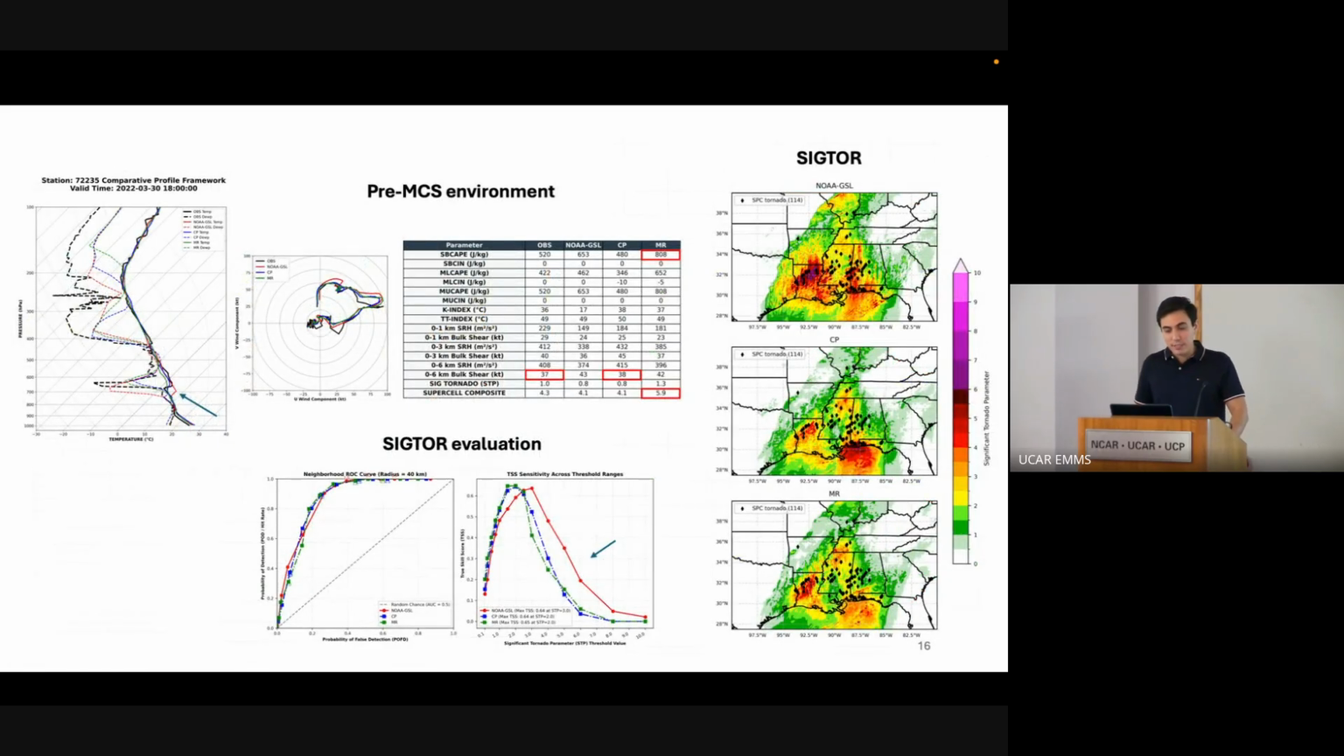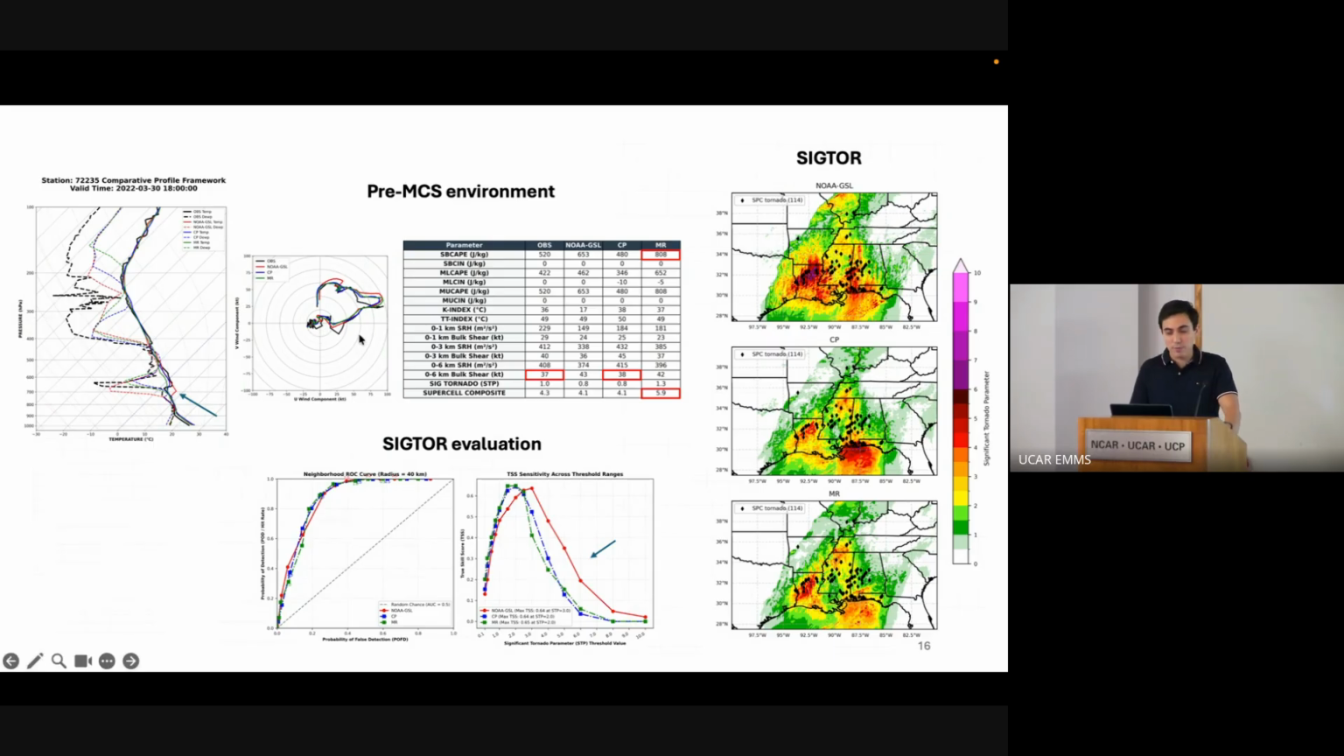So regarding the pre-MCS environment for these runs, this is a probe in Jackson, Mississippi. In general, the model shows a good agreement for the vertical structure. We had more difference in the 700 hectopascal layer from the NOAA-GSL.